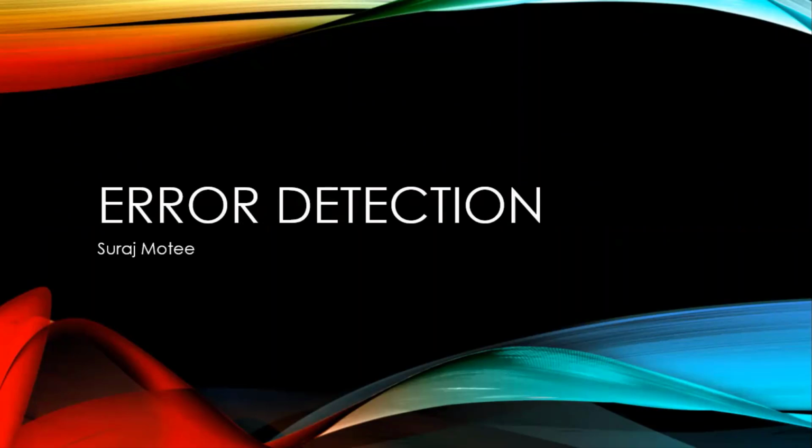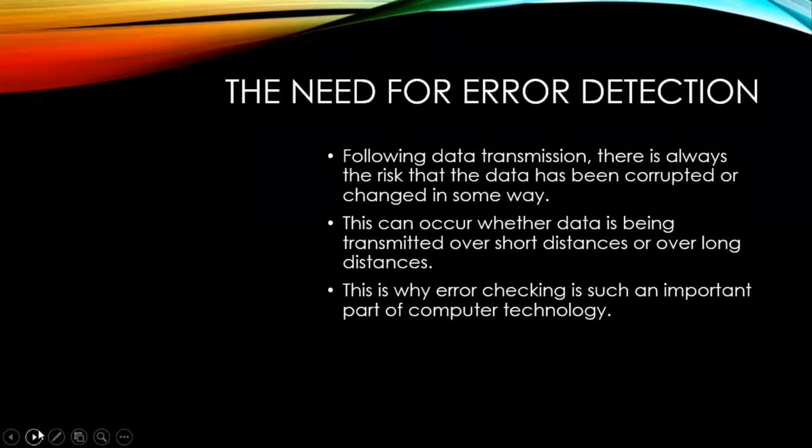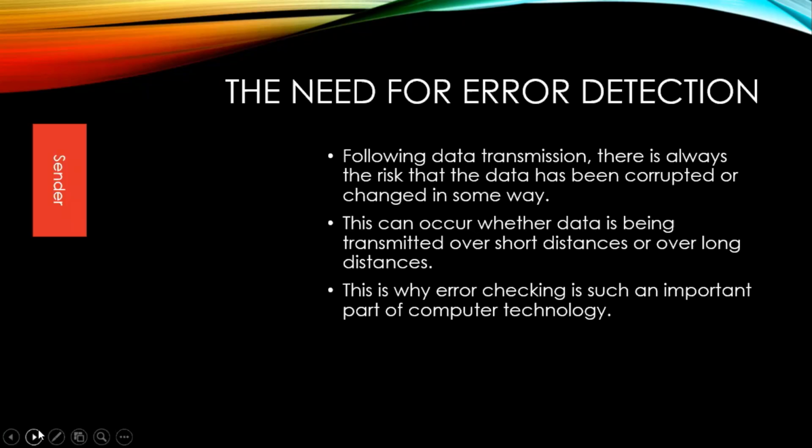We have learned about data transmission, how information moves from one device to another. Today we're going to look at error detection. First of all, why do we need error detection? When data has been transmitted from a sender to a receiver, there's a risk the data has been corrupted or changed in some way.